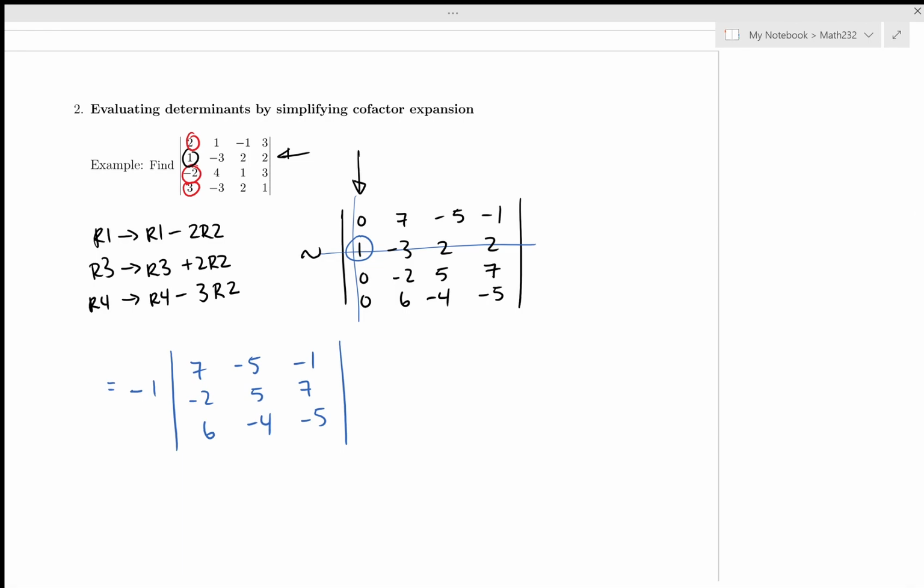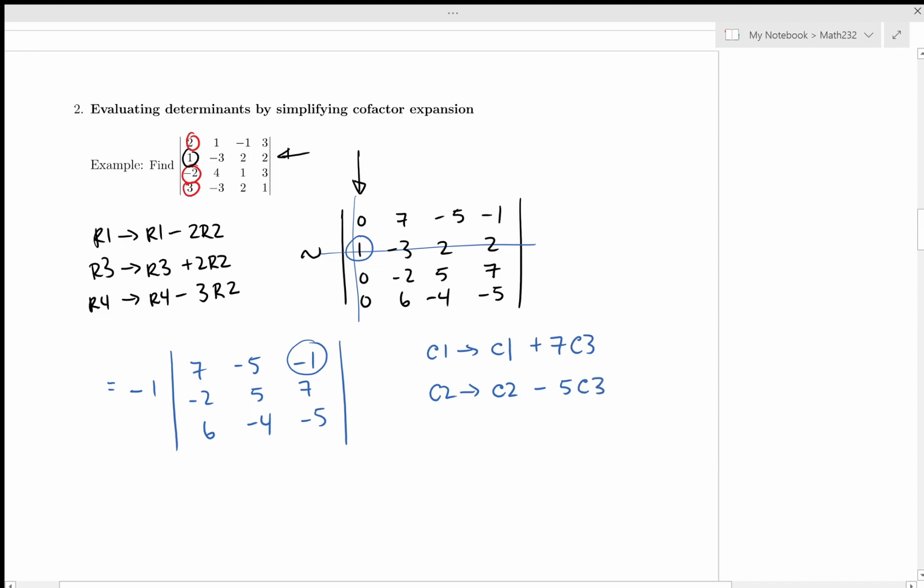Okay, now I'm going to do exactly the same thing. I'm going to have to do cofactor expansion here, but instead of doing that directly, I'm going to use the fact that I've got a minus 1 right here, and I'm going to do column operations, because columns and rows are the same with respect to what they do to the determinant. So column 1 is going to be replaced with column 1 plus 7 times column 3, and column 2 is going to be replaced with column 2 minus 5 times column 3.